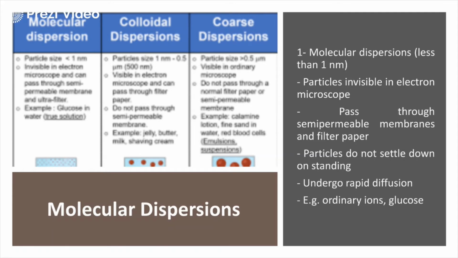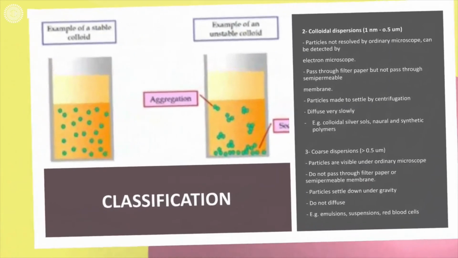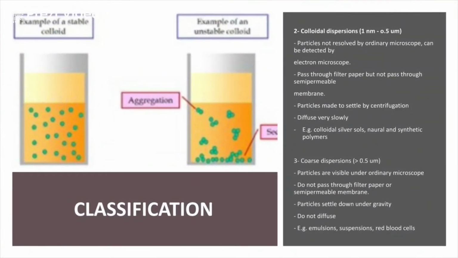Then your coarse dispersion, so you can see the particle size is always greater than 0.5 micrometer, and it is visible through the ordinary microscope as well, and it does not pass through the normal filter paper or the semi-permeable membrane. The classic example is the calamine lotion and fine sand in the water. So sand is never solubilized, it will always be separated from the water. So you can see the colloidal dispersion ranges from 1 nanometer to 0.5 micrometers, and coarse dispersion ranges from greater than 0.5 micrometers, like sand in the water.